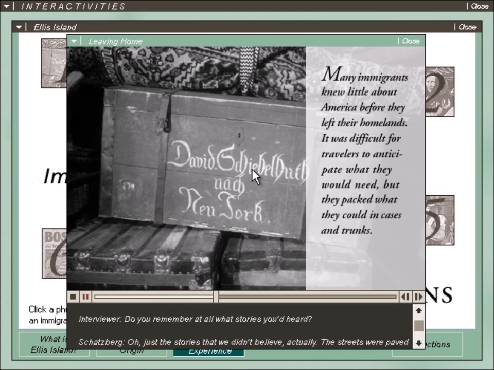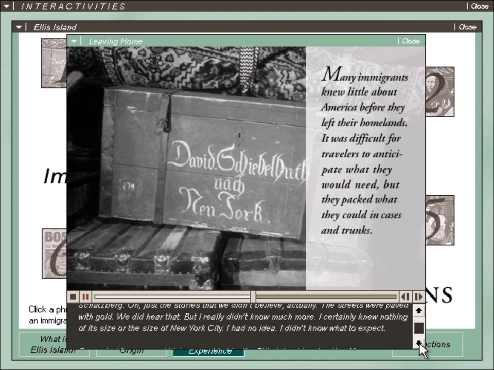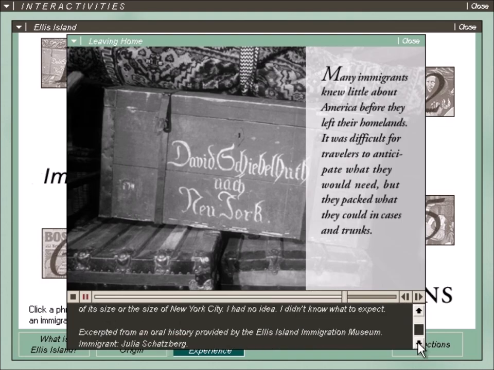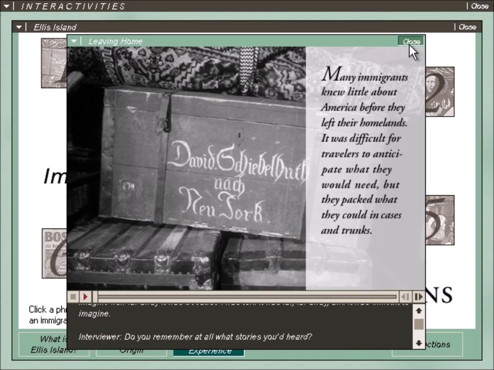Do you remember at all what stories you'd heard? Oh, just the stories that we didn't believe, actually. The streets were paved with gold. We did hear that, but I really didn't know much more. I certainly knew nothing of its size or the size of New York City. I had no idea. I didn't know what to expect.